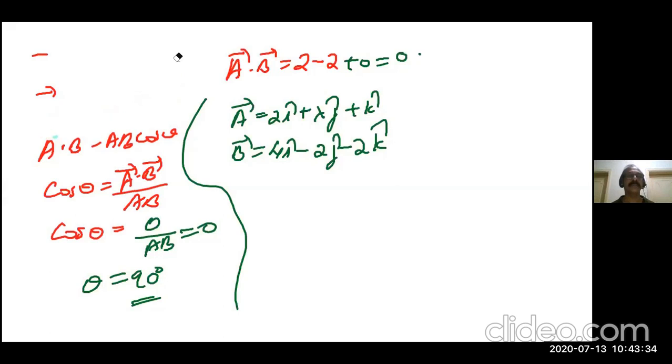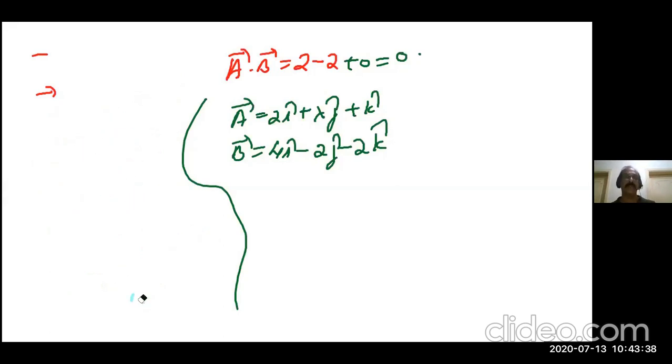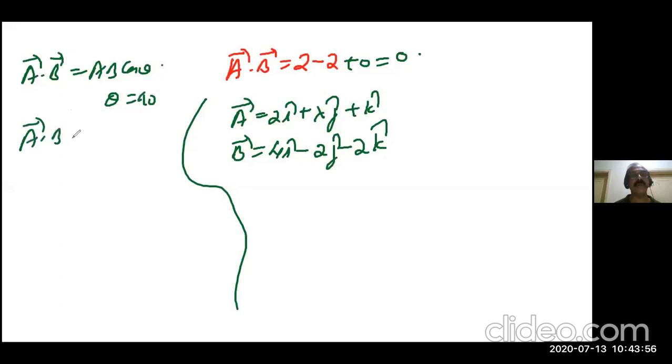We'll take cos theta equal to cos 90. That means cos theta is 0, so this product will be 0. They are perpendicular to each other means A dot B is equal to AB cos theta. Since theta is 90, A dot B will be 0. Now you take A dot B. How will you take A dot B?